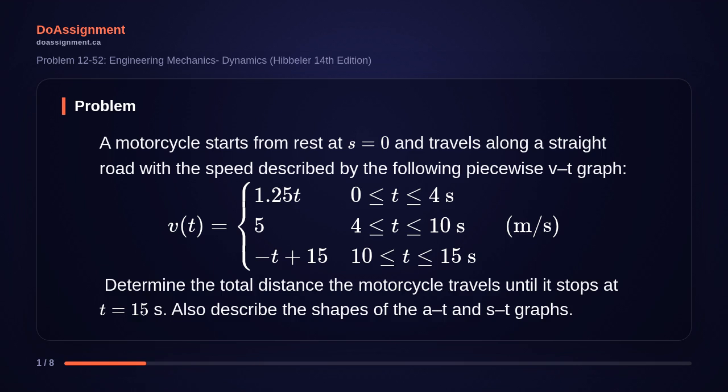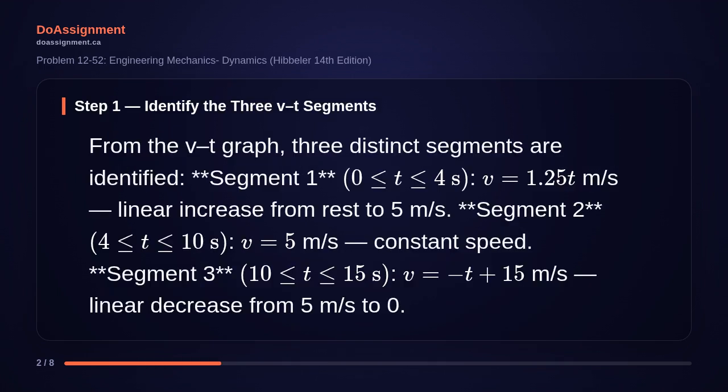Now let us work through the solution step by step. Looking at the v-t graph, we identify 3 distinct phases of motion. From t equals 0 to 4 seconds, velocity increases linearly according to v equals 1.25t. From t equals 4 to 10 seconds, the velocity is constant at 5 meters per second. Finally, from t equals 10 to 15 seconds, velocity decreases linearly following v equals negative t plus 15, reaching 0 at t equals 15 seconds.